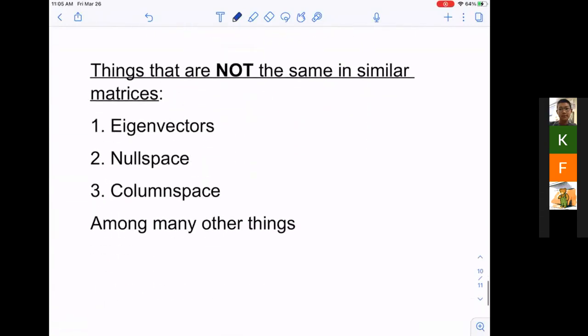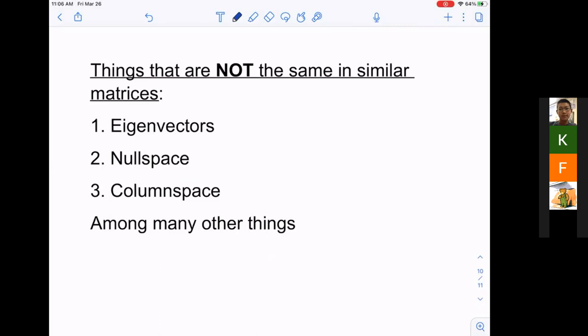All right, things that are not the same. Okay, we just mentioned eigenvectors will not be the same. Your null space is not necessarily the same. When I say not the same, it's not like a rule. You could have the same null space, you could have the same column space, but it's not guaranteed. It's not something you know is going to happen. And really a lot of other things are not the same. So there's a lot of things they will not have in common with each other. So don't assume because they're similar that stuff's the same in there that we haven't necessarily shown or said here.